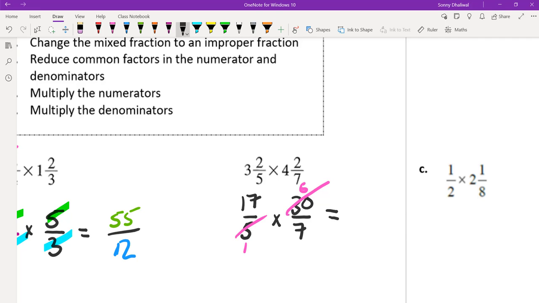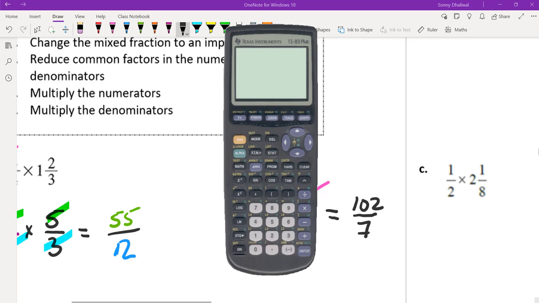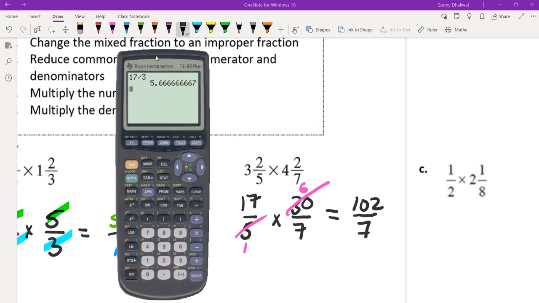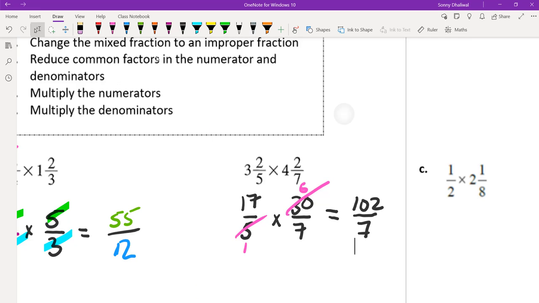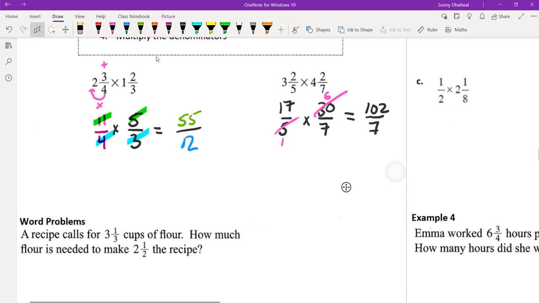So, Logan, 102? You can check it. Let's check it. Drum roll. Let's see if you did it right. 17 times 6. Good job, Logan.